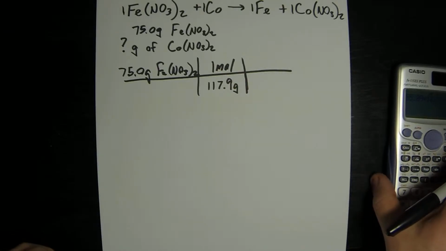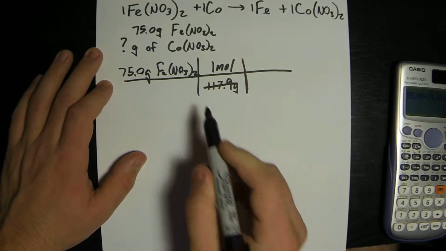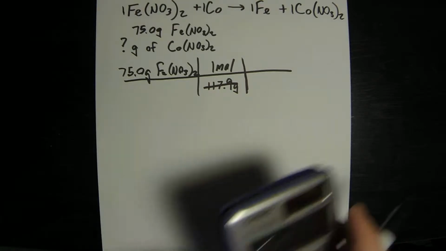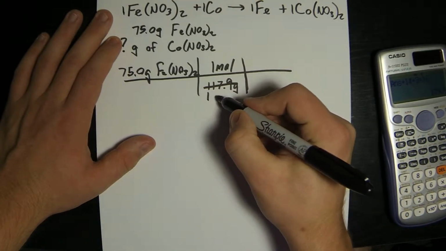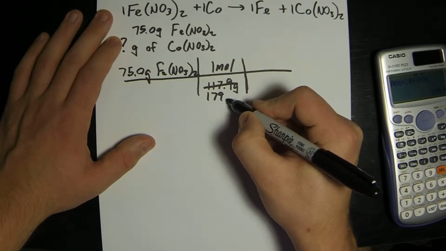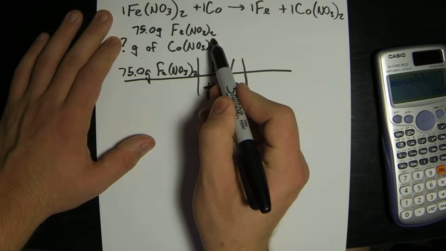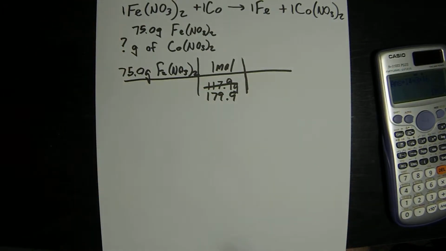Oh gosh, I made a mistake. There are 2 nitrates. I only counted 1, so hold on, one more. Plus 14 plus 3 times 16. Okay, sorry about that, you guys. I thought that seemed a little low. But yeah, it's 179.9. I only added 1 nitrate, and we've got 2 of them, right? So don't mess that up. That's the easiest place to mess up these problems, getting your molecular weight from the periodic table.